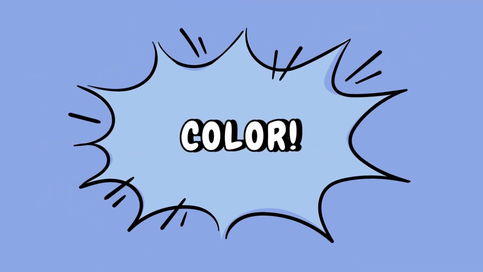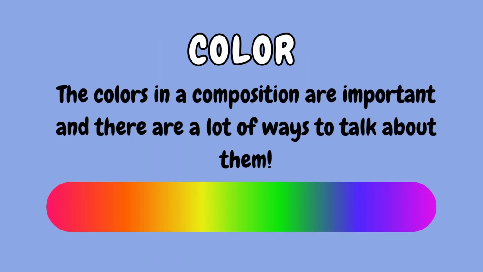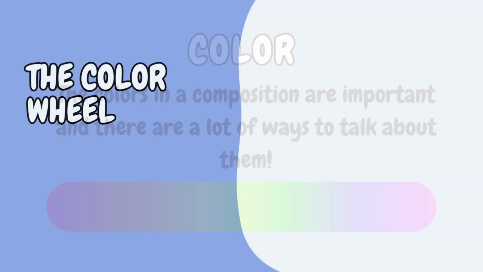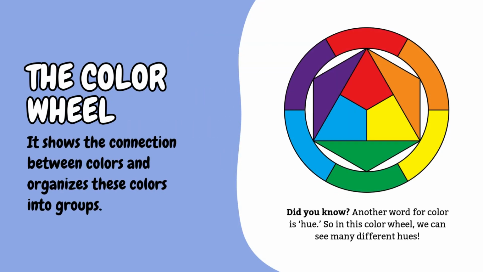Today we're going to learn about color. The colors in a composition are important, and there are a lot of ways to talk about them. An easy way to talk about colors is using the color wheel. It shows the connection between colors and it organizes these colors into groups. Did you know another word for color is hue?